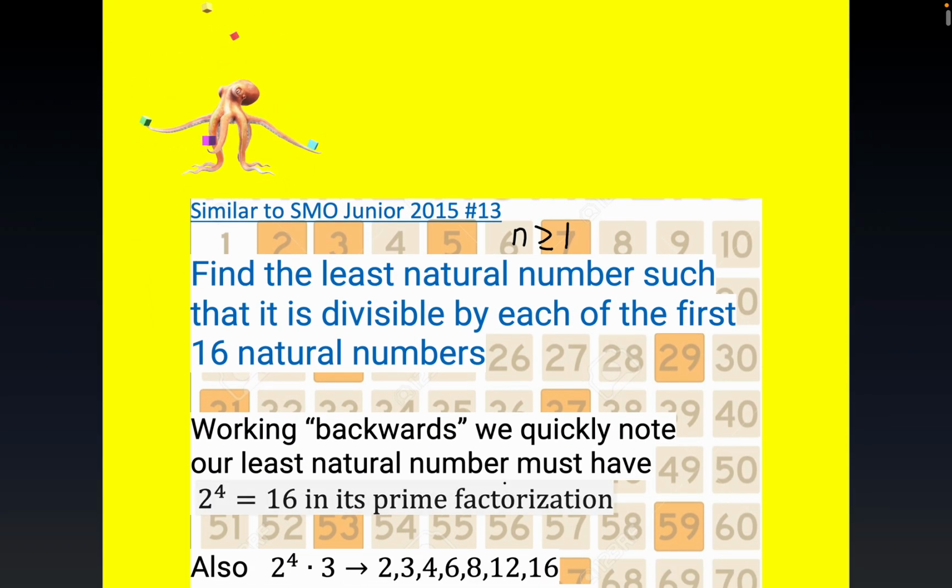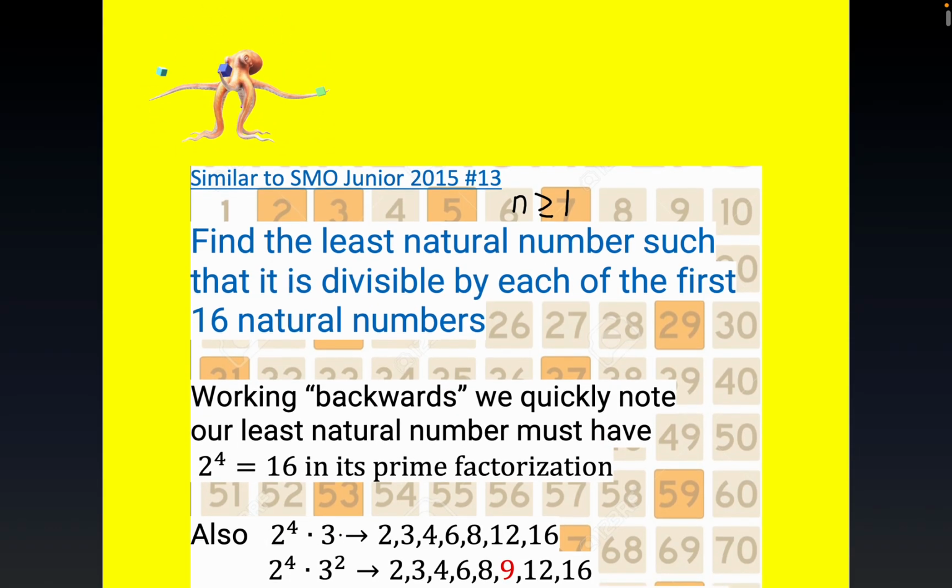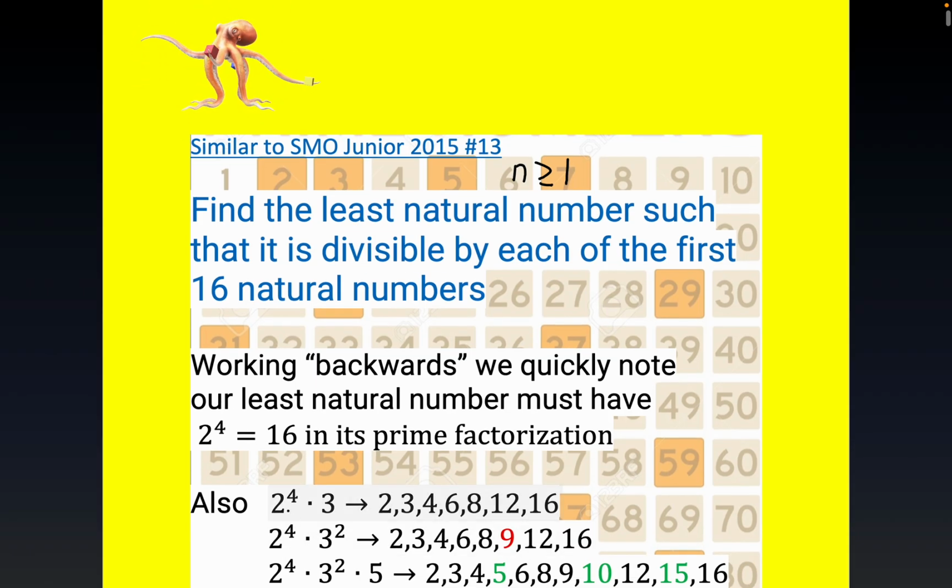Now, since we'll be working backwards, we know that we need 2 to the 4th in the factorization of our n. So we're looking for an n that is divisible by each of the first 16. Well, that includes 16, so we have to have 2 to the 4th. But 2 to the 4th times 3, and I could have just written down 2 to the 4th, but I just went ahead and did 2 to the 4th times 3.